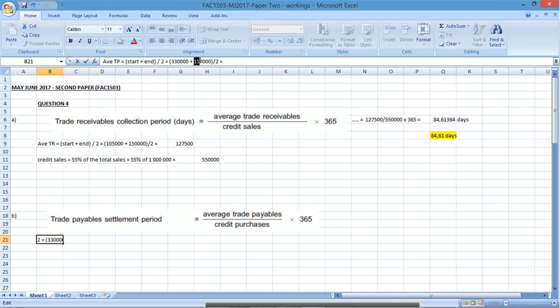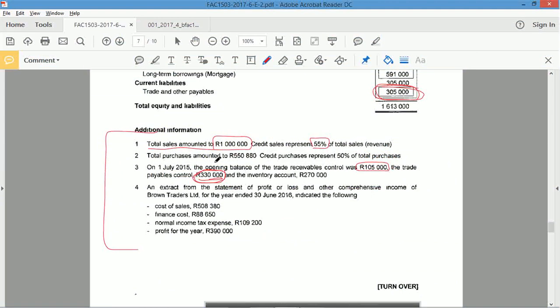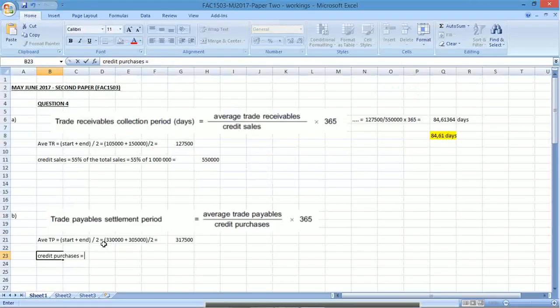330 plus 305, divide by 2, gives me 317. Then I need to divide that by my credit purchases. So credit purchases equal... Here they said total purchases amounted to 550,880. Credit purchases amount to 50% of the total. So half of it is our credit purchases.